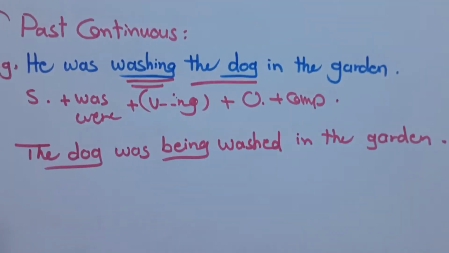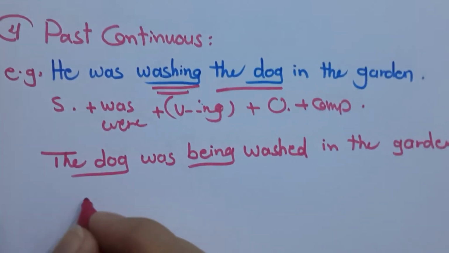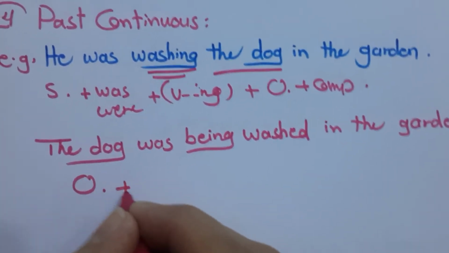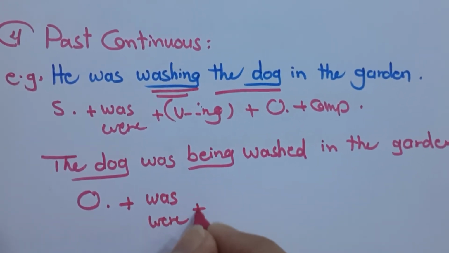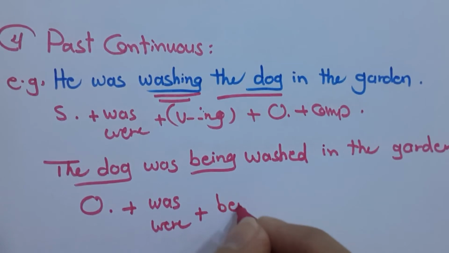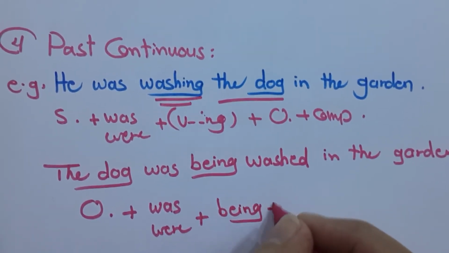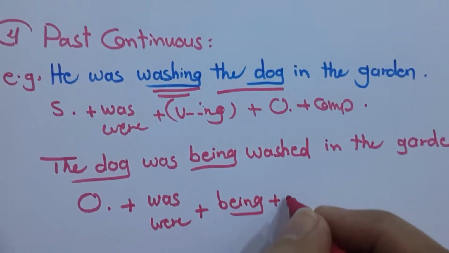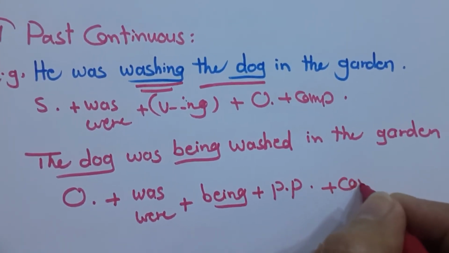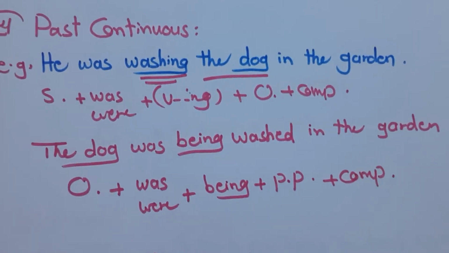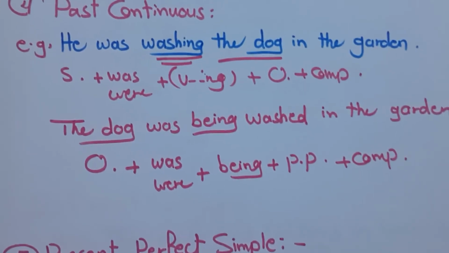And now we will put the rule for the past continuous in the passive structure. Object followed by what? Was or were. Then you have being to indicate that the sentence or the tense is what? Continuous, past continuous. Then the past participle followed by the complement. And as we have said earlier, it sometimes contains the subject of the main sentence preceded by what? By.